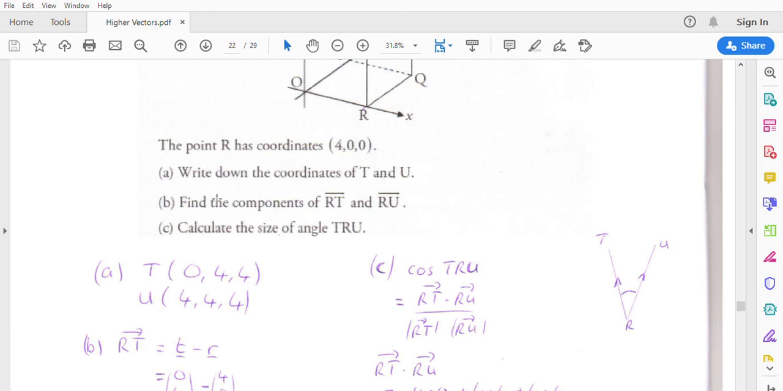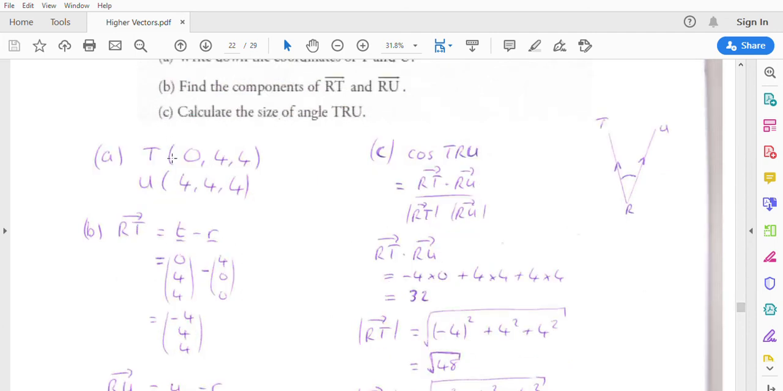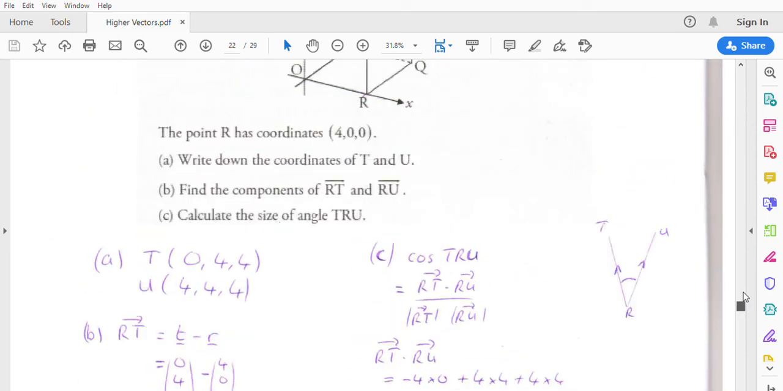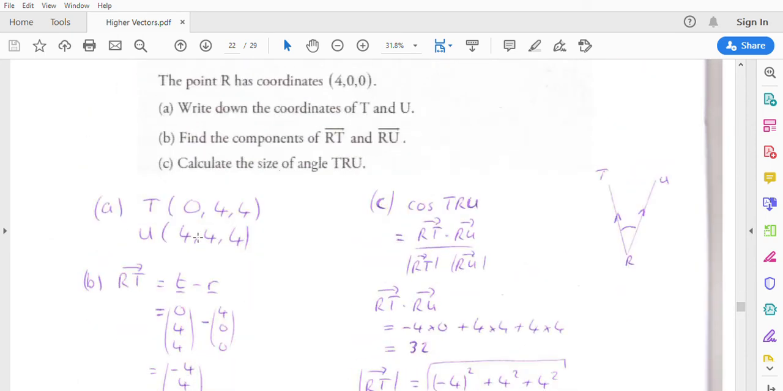Part B, find the components of RT and RU. So RT is T minus R, which, well, I've got T here, and we know R from the question, so it'll be 0, 4, 4 minus 4, 0, 0, which will be negative 4, 4, 4, and in a similar way, finding RU, we would get 0, 4, 4. Okay, so if this was an exam, that would be 3 marks worth so far for doing something reasonably straightforward.